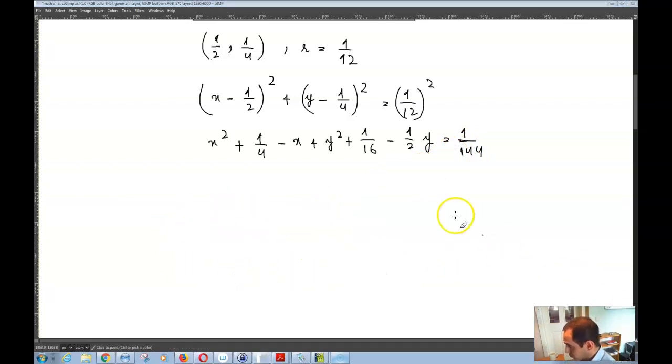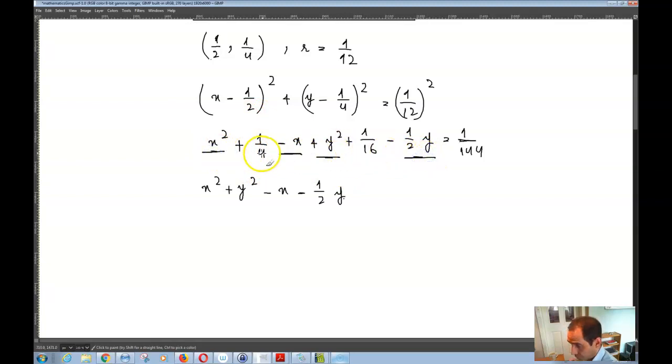And then you can write this as x squared plus y squared minus x minus 1/2 y, and then over here you have 1/4 plus 1/16 minus 1 over 144.